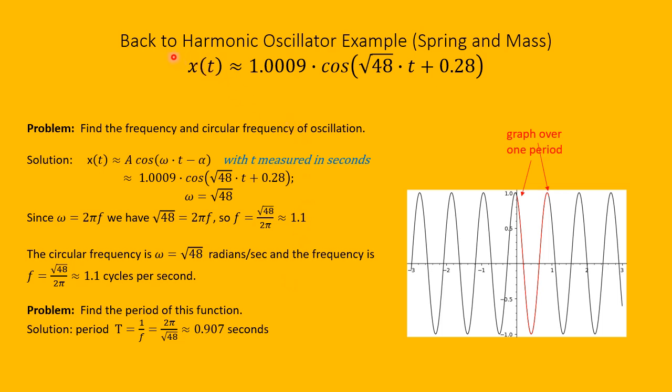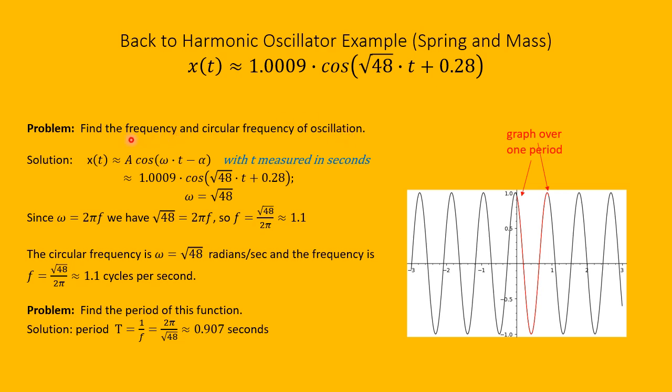Let's go back to our example of the harmonic oscillator, a spring and mass system. We found that x of t is about 1.0009 times cosine of the square root of 48 times t plus 0.28. Let's consider the following problem. Find the frequency and circular frequency of the oscillation.